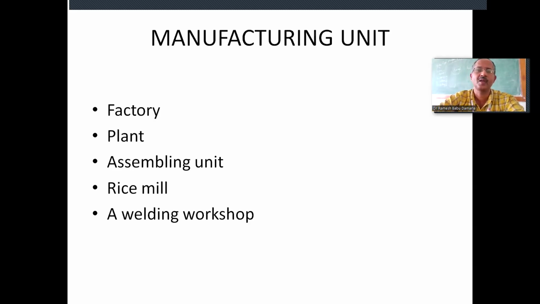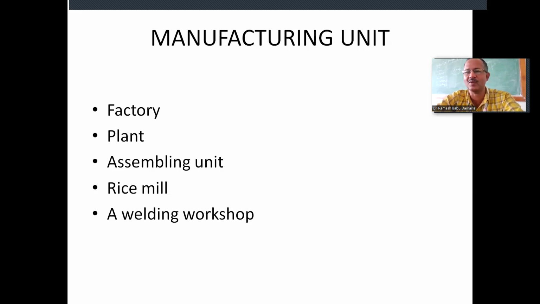Now let us see our understanding of manufacturing unit. Traditionally, in earlier days, people used to call it a factory, right? Steel factory, sugar factory. Okay, factory was the earlier version. Now we use manufacturing plant, assembling unit, a mill, or a workshop, something like that.